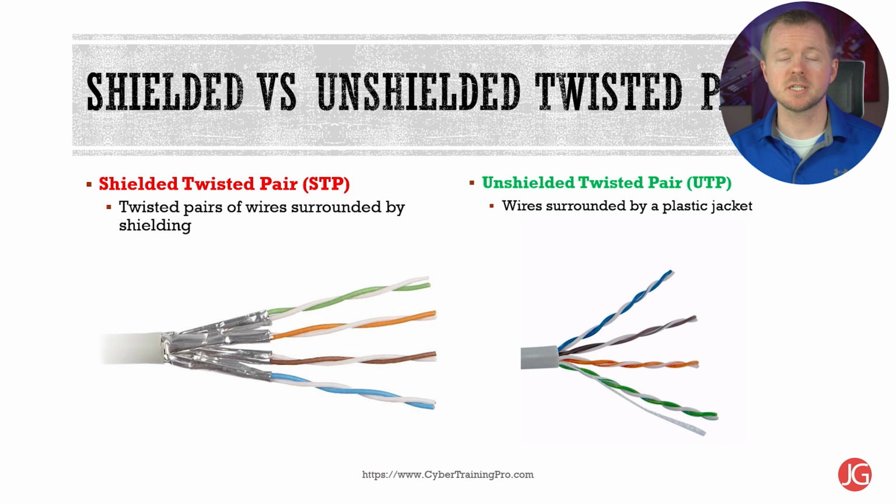And then we have unshielded twisted pair, or UTP, which consists of wires surrounded by a plastic jacket, which is only a protective skin and it doesn't block any kind of interference. That means you've got to be careful around lighting, motors, or anything else that's going to produce that kind of interference. The benefit of UTP is it's less expensive than STP for about the same performance.